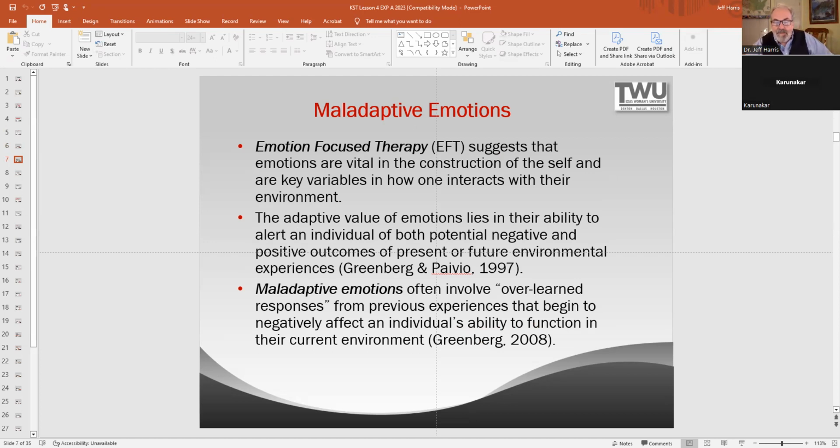And maladaptive emotions often involve overlearned responses from previous experiences that begin to negatively affect an individual's ability to function in their current environment. So if you grow up in a dangerous environment where you are often experiencing fear, you may continue to experience anxiety where you are responding with fear because that fear has been an overlearned response.